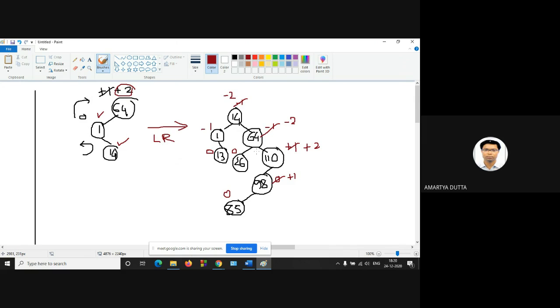Total 3 nodes where the balance factor is violated. So first of all, we have to consider which node?